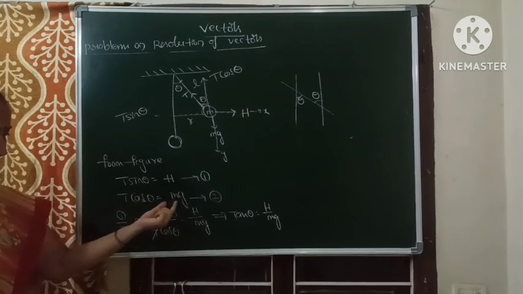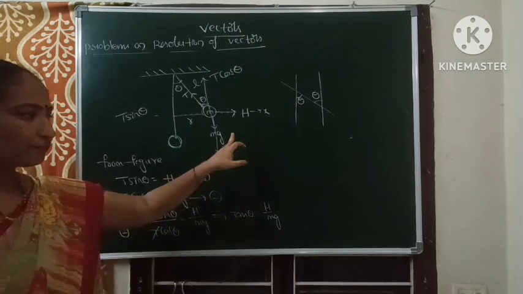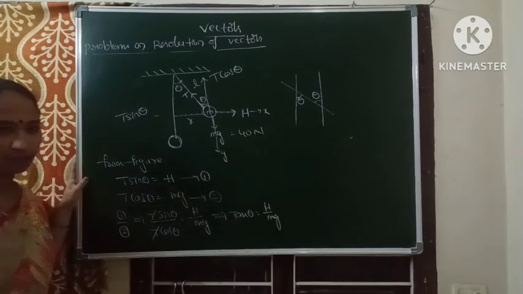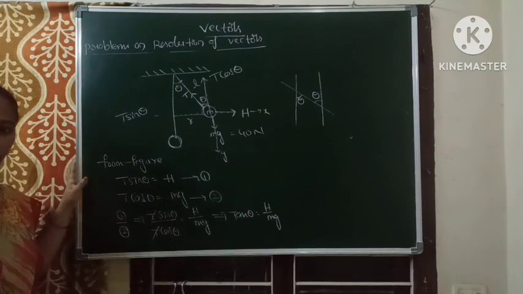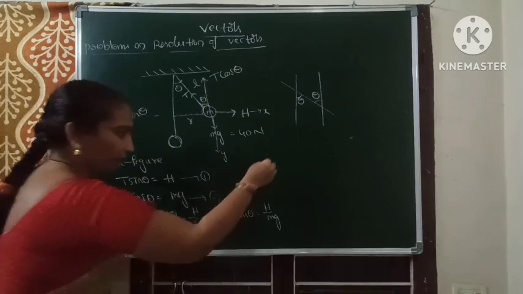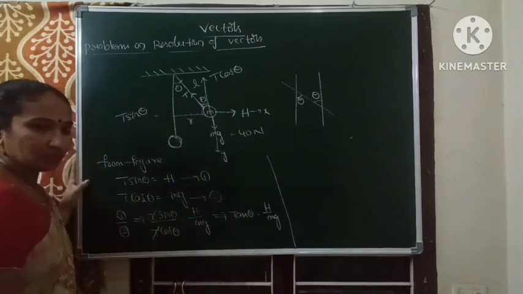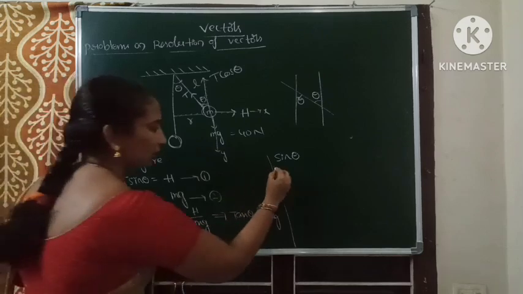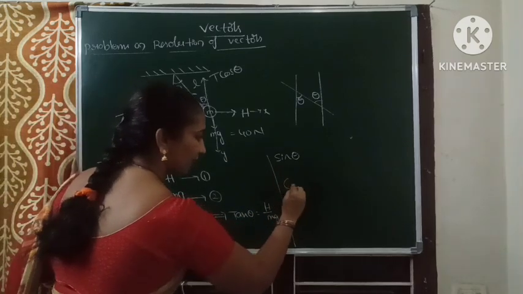So from this formula you can calculate the horizontal force when they give theta, and you can calculate the tension force also when they give the weight of the object, for example 40 newtons or 50 newtons, like that. And one more calculation you can do here. You can calculate sin theta and cos theta from the diagram.